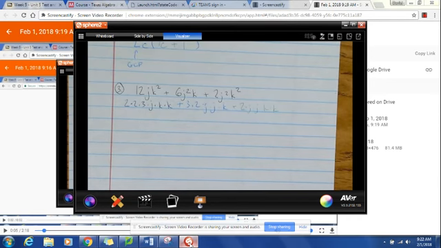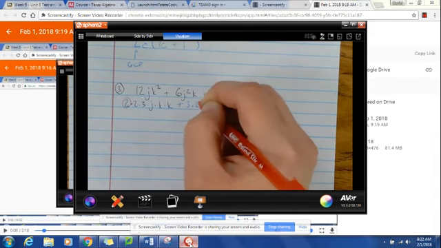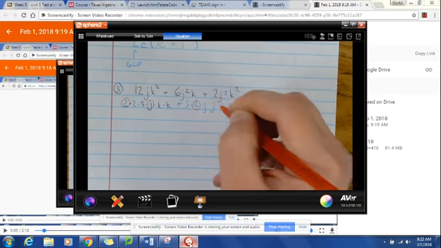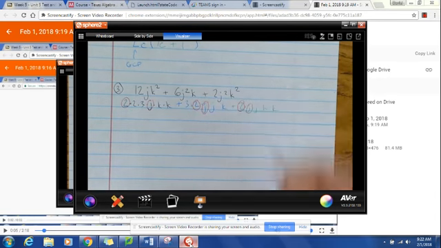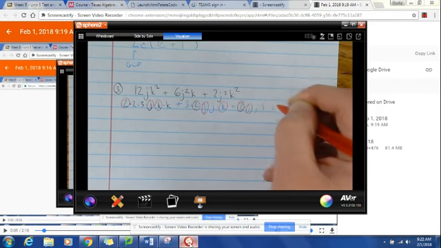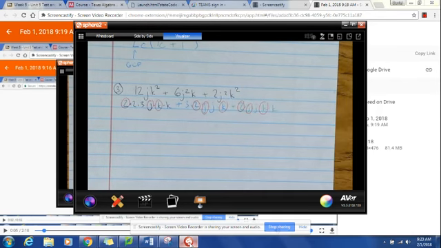Sierra, what is something they all have in common? They all have a 2. Okay. What else do they all have in common? What else? Sierra, what else do they all have in common? Okay, so they all have a J. And Noah, they all have one K, all right? I think that is it.